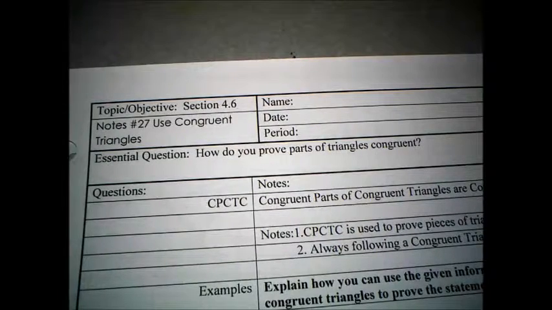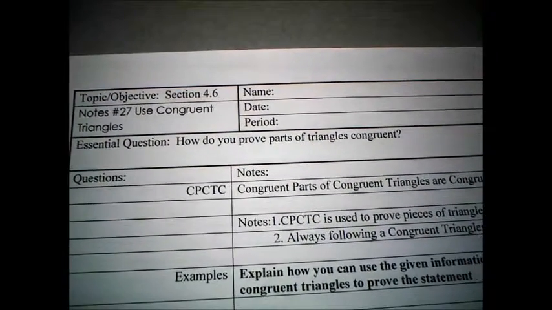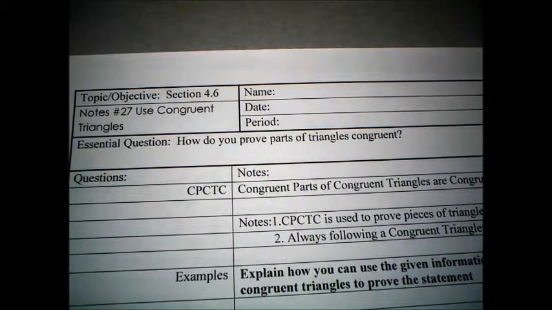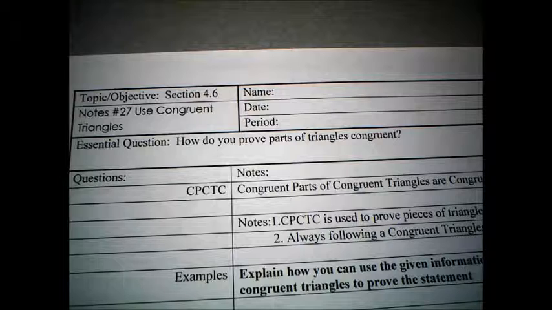Section 4.6, Objective 27: use congruent triangles. The essential question is, how do you prove parts of triangles congruent? To prove parts of triangles congruent, you first prove the triangles are congruent, and then the next step is to use CPCTC to prove any parts congruent.